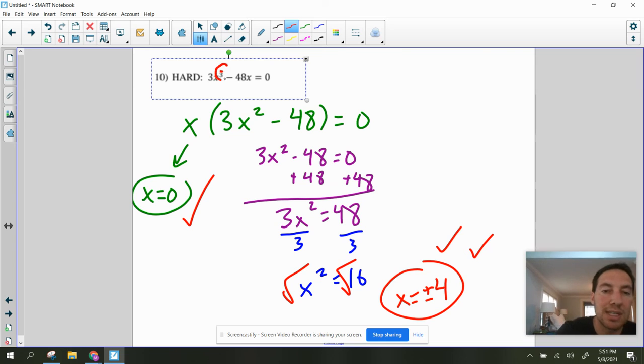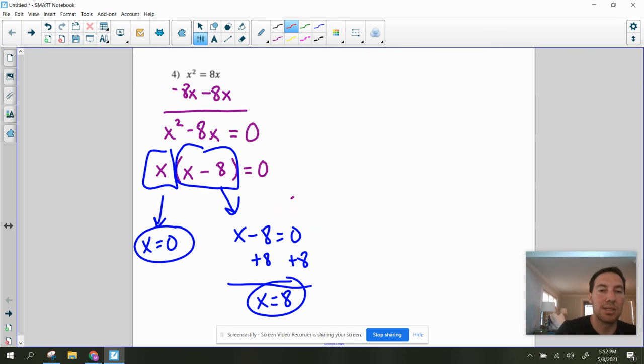Again, a little tip off is see how this was x cubed? That 3 means we're probably looking for 3 answers, whereas in the other ones, you just had a squared and you were looking for 2 answers.